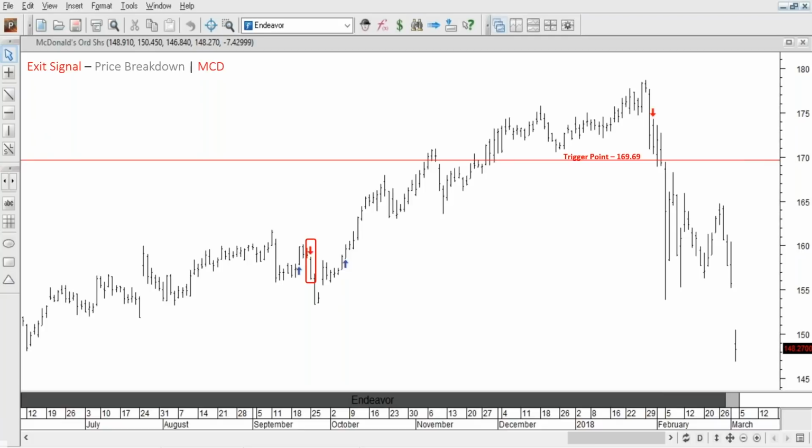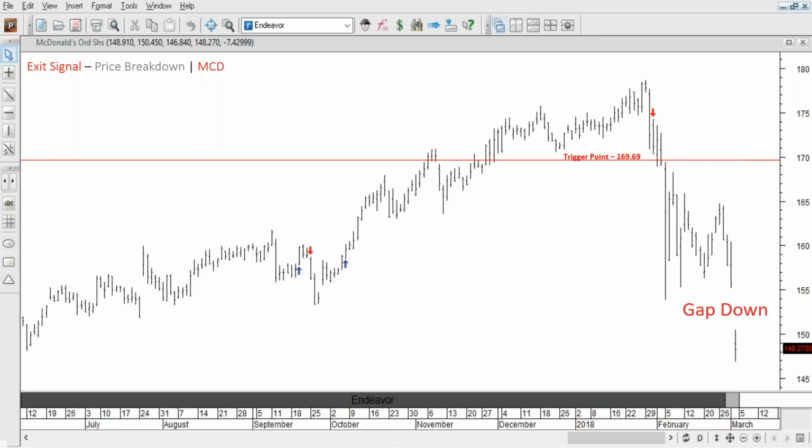I chose this example to show you that this system is not perfect and it will be wrong sometimes. But as you can see, our blue signal would have gotten you right back in this trade. The second thing you may have noticed about this chart is that there was a large gap down in price in the beginning of March.